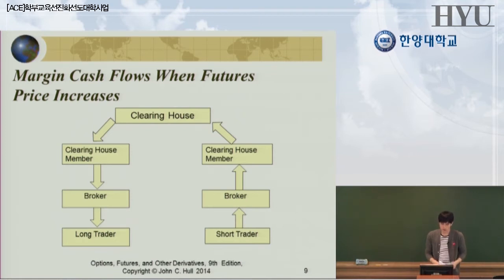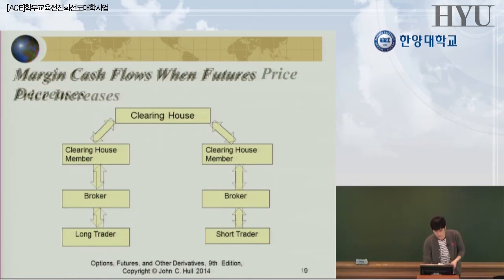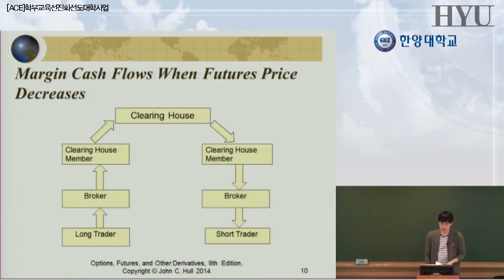So if the futures price increases, a short trader will get a margin call from the clearinghouse, and the cash goes to the long trader through the clearinghouse. And when the futures price decreases, exactly the opposite happens.